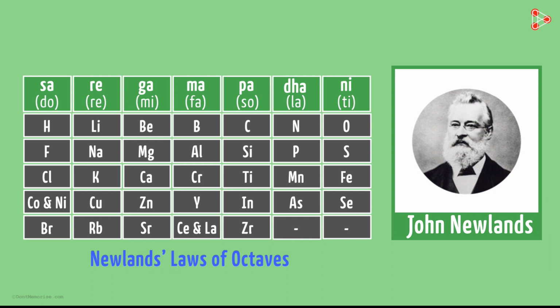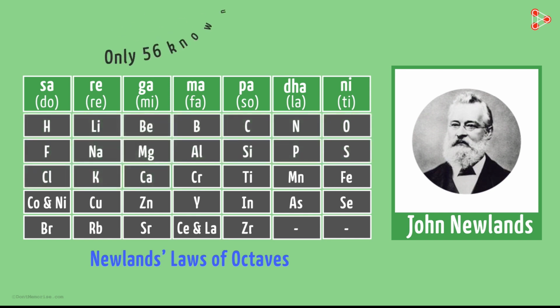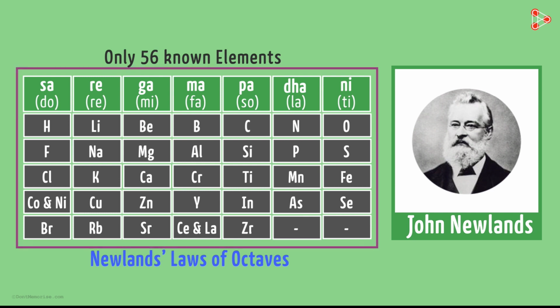Although the arrangement pattern was quite good, it was valid only until calcium and not applicable for elements after that. After calcium, every 8th element did not have properties similar to that of the first. By that time, there were only 56 elements known. Newland assumed that more elements would not be discovered in the future. Many elements were of course discovered later, but did not have properties that could fit in the system in any possible way.